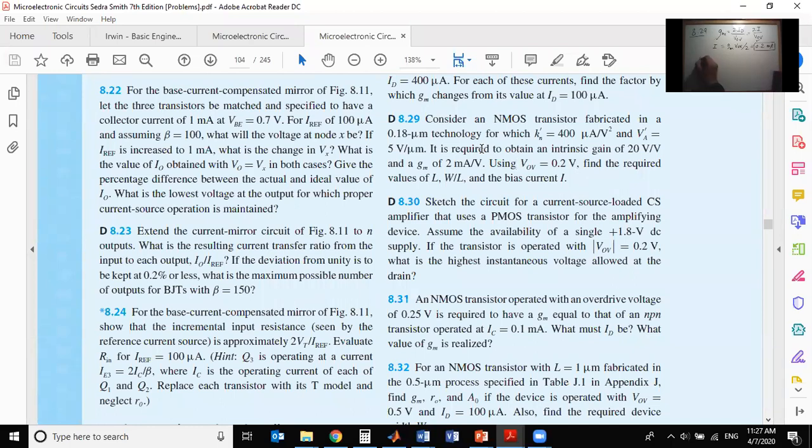So we have I equals half Kn prime W over L times V over drive square, right? We know I now. We know Kn prime, we know V over drive, so we can find W over L. V over drive is 0.2, Kn prime is 400, I is 0.2. If you do this, you will find W over L equals 25.